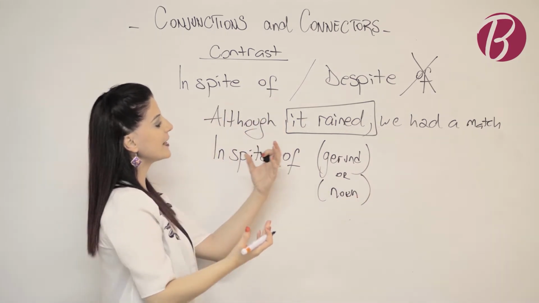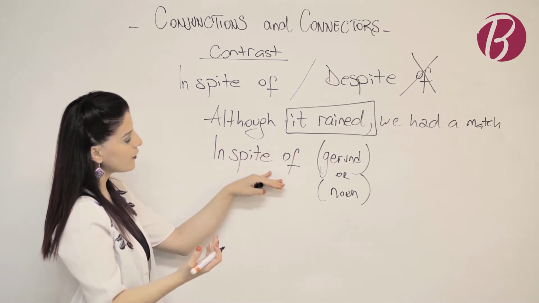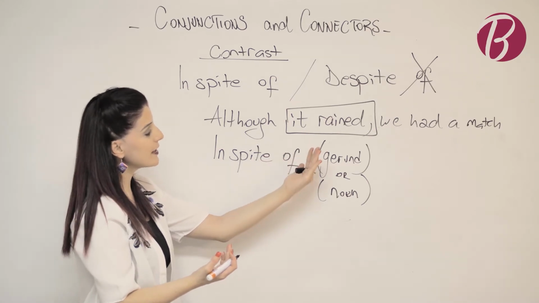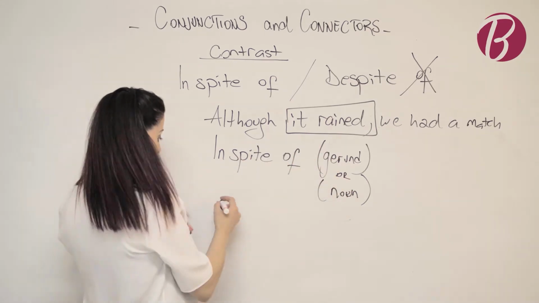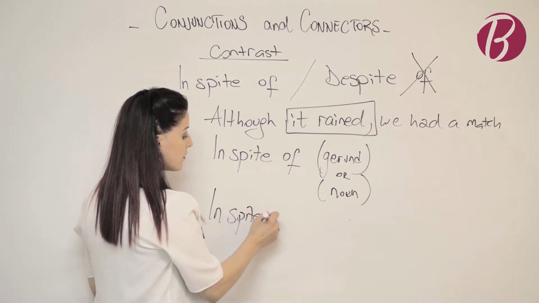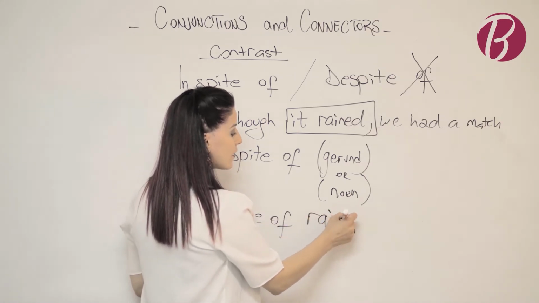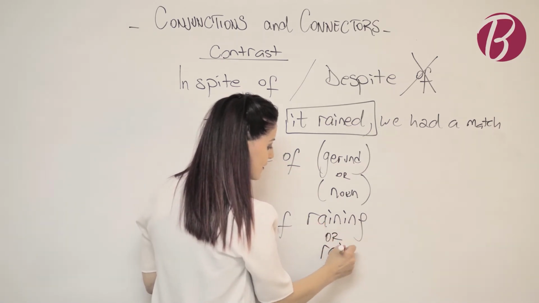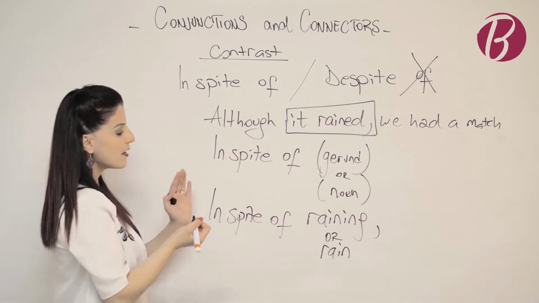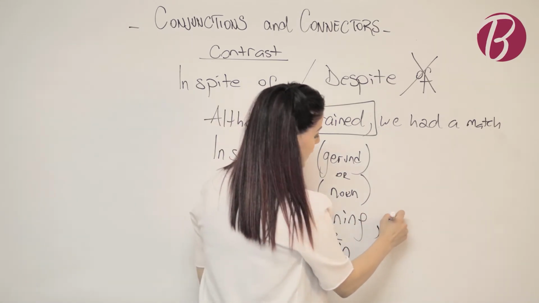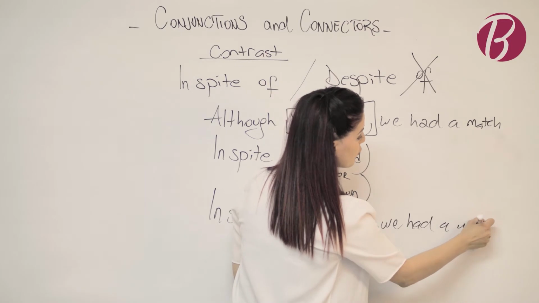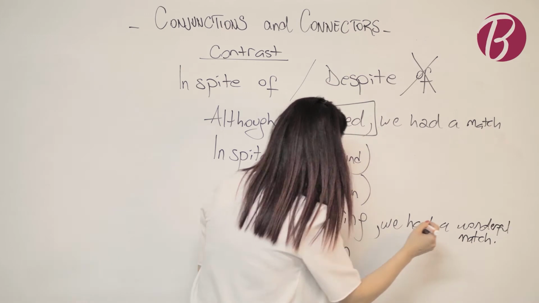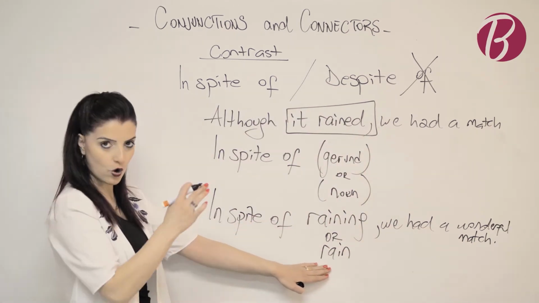So, how can we get it? After "in spite of," when we see our verb, our full sentence, we can make it a noun or gerund form. Let's see. In spite of raining, or only rain, because rain is a noun also. So we put our comma. In spite of raining, we had a wonderful match. We can say wonderful match. So in spite of rain, also possible.